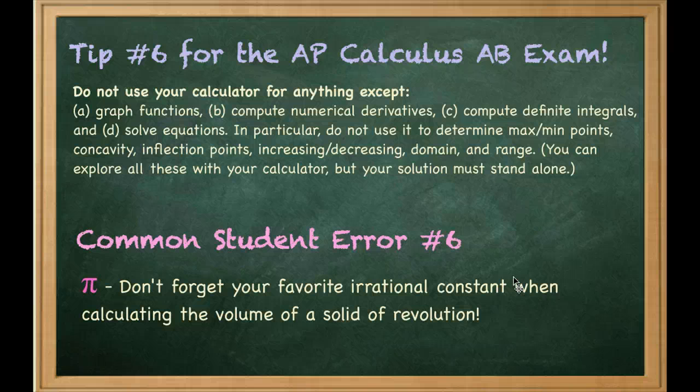Common student error number 6, pi. Don't forget your favorite irrational constant when calculating the volume of a solid of revolution.